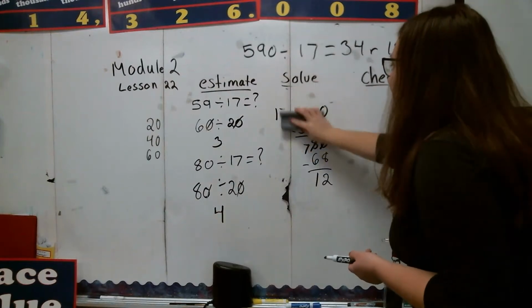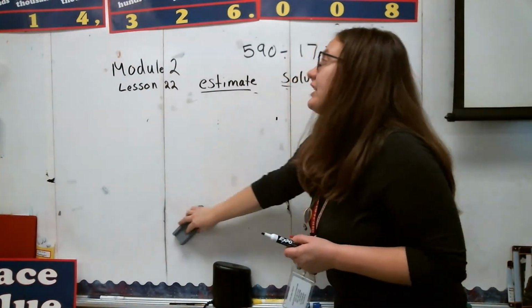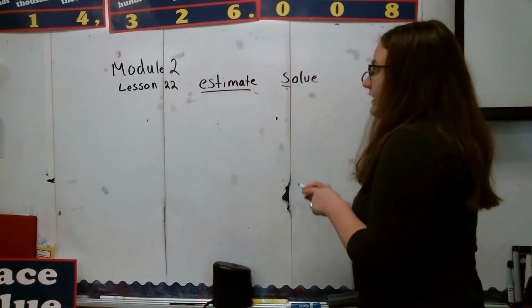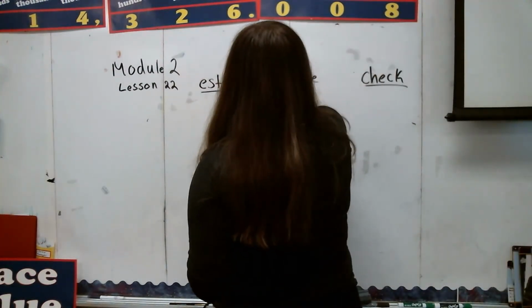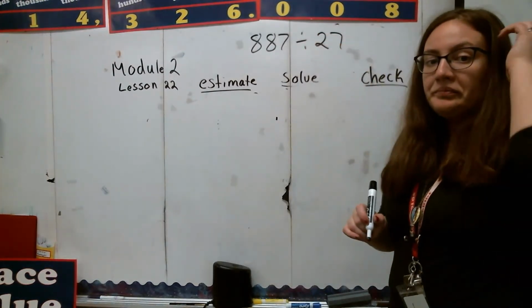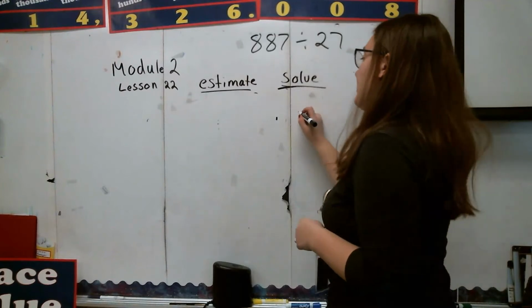So for this next problem, we are going to be solving for 887 divided by 27, just like this. Now, again, what I'm going to do is I'm going to start by setting up my standard algorithm.